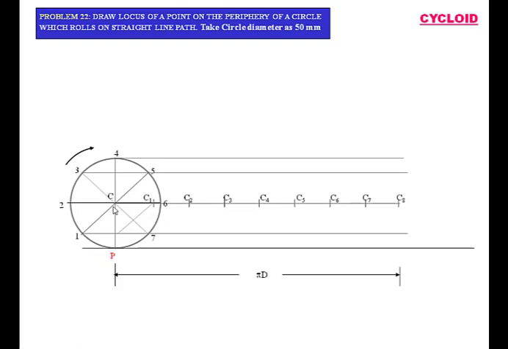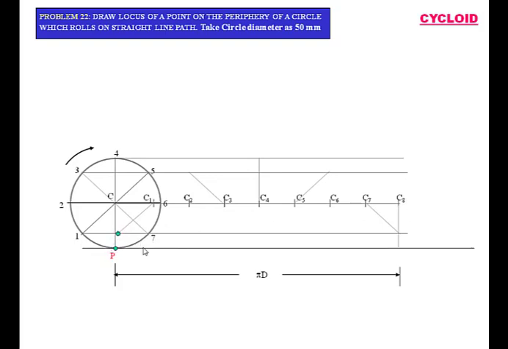So for the first point, we take a distance equal to the radius, put the pointer on point C1 and make an arc on line number 1. Likewise for the second, that will be on the second line, for the third on the third line, from the fourth on the fourth line, from the fifth on line number 5, from 6 on line number 6, from 7 on line number 7, and from 8 on line number 8.